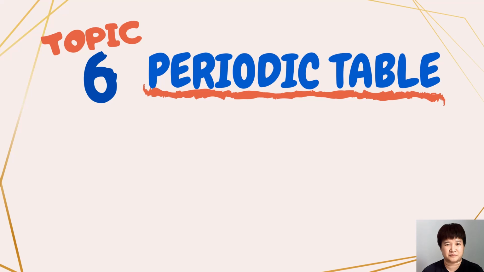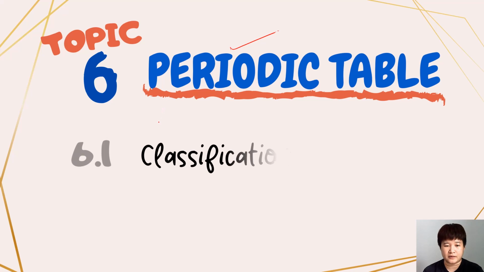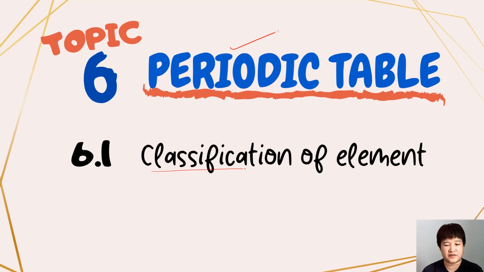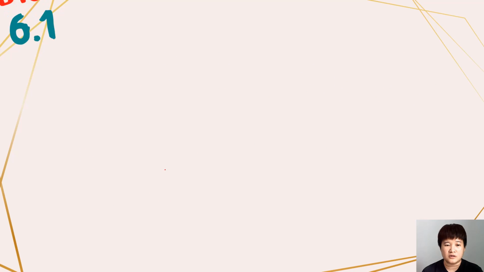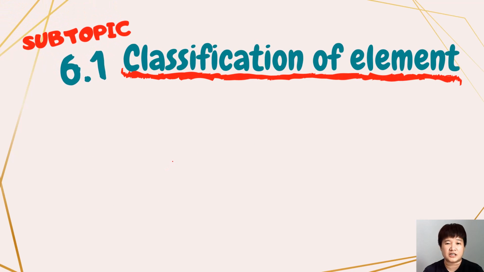So for today's video, we look into topic 6, periodic table. In this topic, we have two subtopics: 6.1, classification of element, and 6.2, periodicity. For today's video, we are focused on 6.1, classification of element. In this subtopic, we have two learning outcomes.